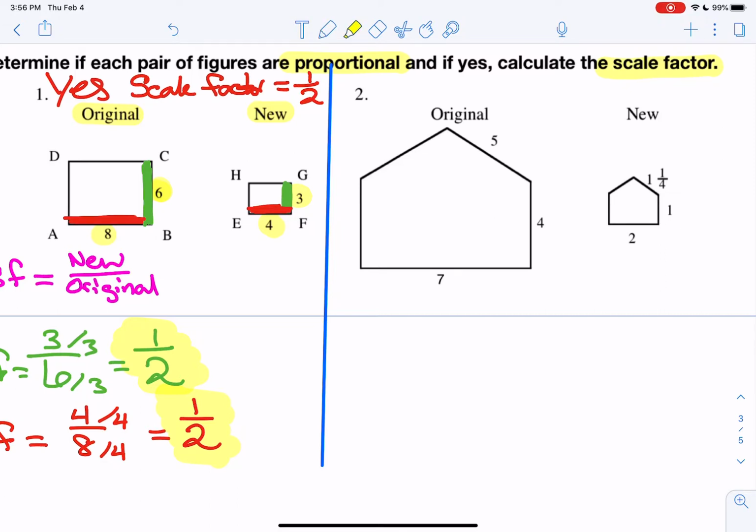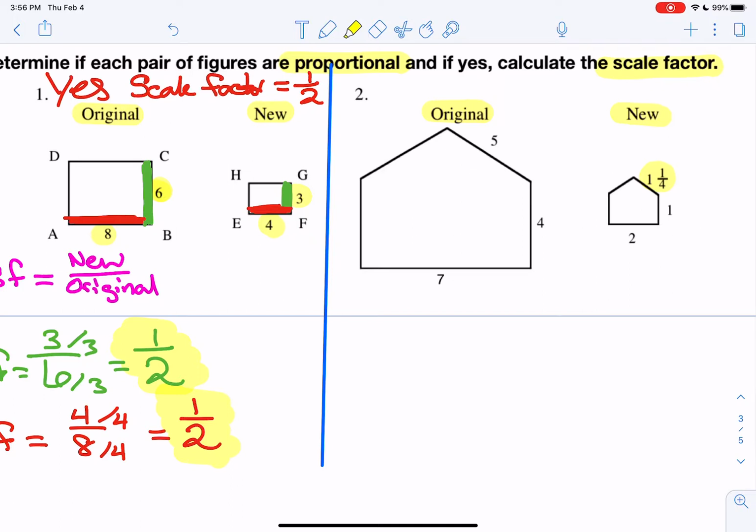Now in the second example, once again, we have our original, we have the new. It doesn't matter which sides you start with, again, as long as they're corresponding, right? They're the same side for each image. Now, I would advise though, because here we have this 1 1/4, we're going to have to check all the sides to make sure that they're proportional, but we can choose what sides to start with.